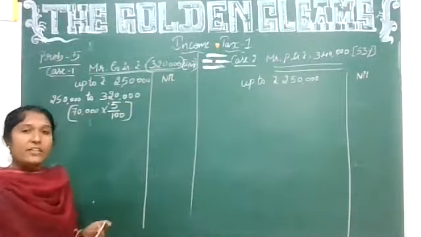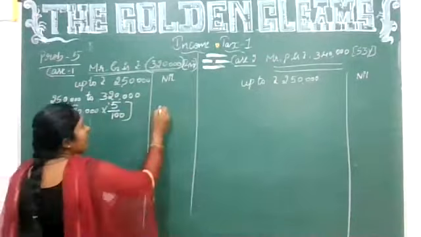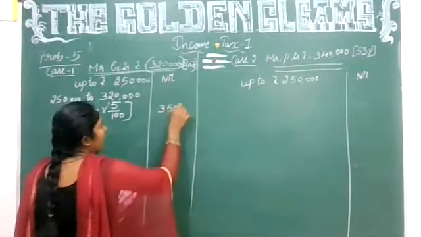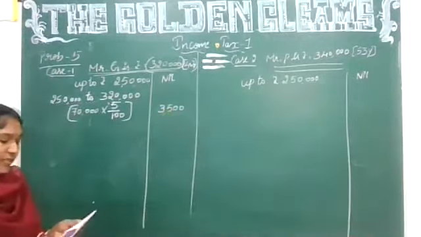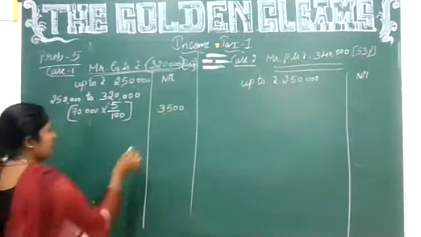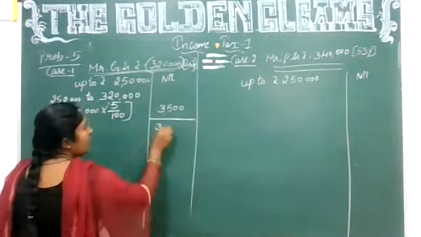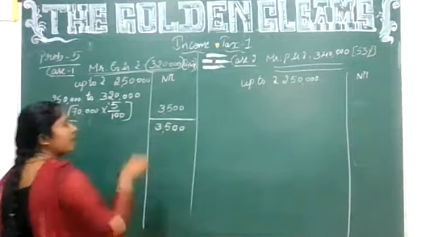70,000 into 5 divided by 100. The answer is 3,500. The total is 3,500.